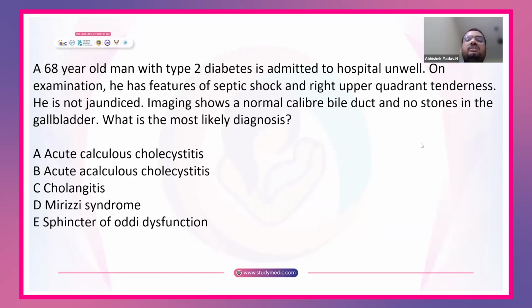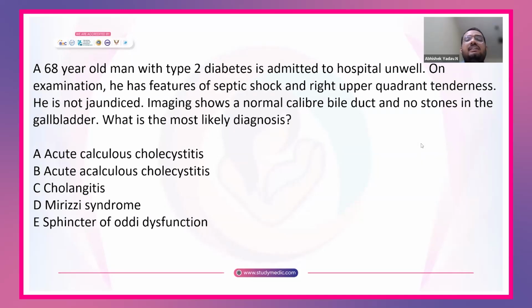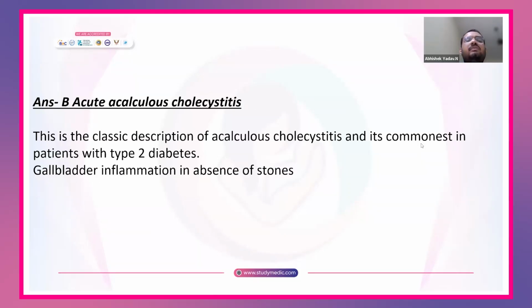So there will be no stricture, no adhesions, and there are no stones too. But the gallbladder is very inflamed, and there is also no jaundice. But he has features of septic shock with right upper quadrant tenderness. So there should be a certain infectious type of inflammation which is occurring. So it directly goes in favor of acute acalculous cholecystitis. Since the patient is already having septic shock with underlying type 2 diabetes, we think in terms of acalculous cholecystitis.